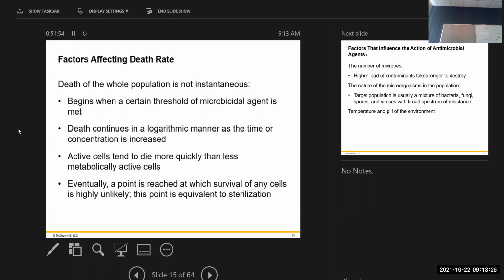How long does it take? It depends on your starting numbers, it depends upon the method you're using, and it depends upon the organism, how resistant the organism is to killing. Active cells will die more quickly. Cells that are in stationary phase are harder to kill.